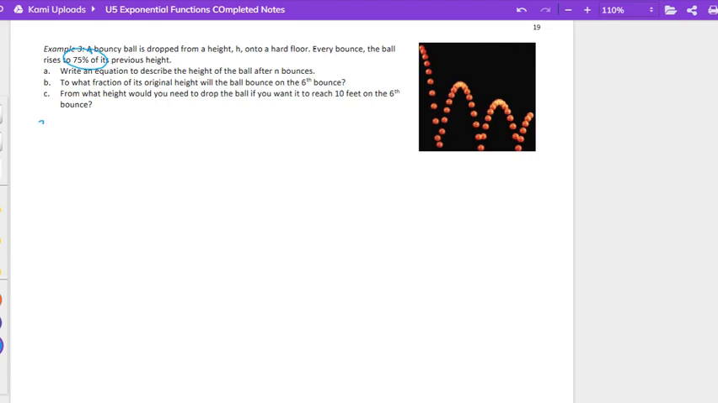So on the 0th bounce, i.e. when it's starting, what is the height? Well, the height is h naught. Let's just say the original height. So we're not talking original amount, we're talking original height. After the first bounce, so when it bounces up the first time, how much of the original height will it bounce to? That's right, 0.75.